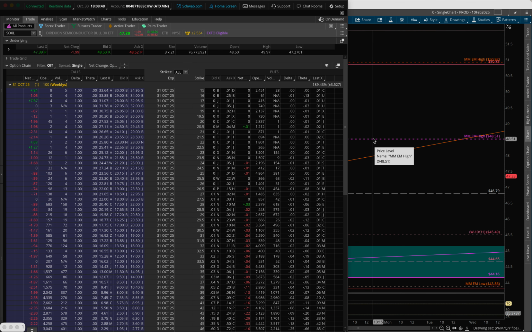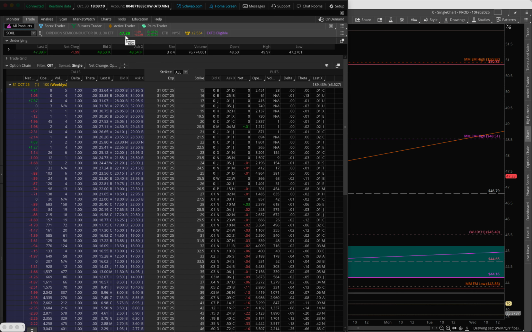So next, let's actually look at the market maker's expected move. And to do that, we go to the options chain for SOXL, and we can see this is Thinkorswim. Then looking at the options chain for October 31st, if we go over here to the right, we see this number in parentheses, plus or minus 3.527. We'll round that to 3.53, but that's market maker's expected move. So a plus or minus 3.53 move when looking at the close price today.